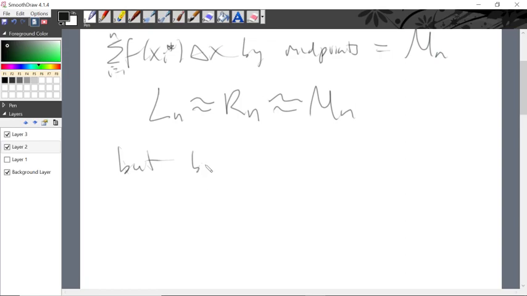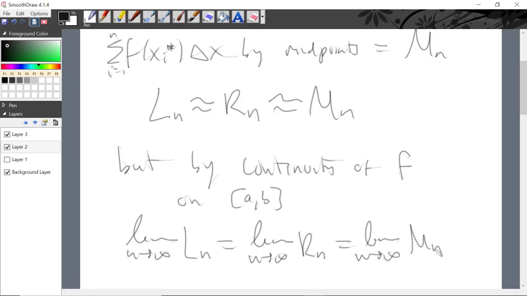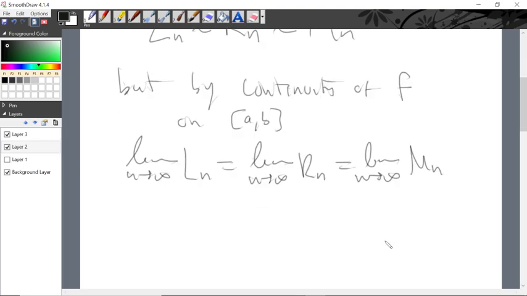But by continuity of f, as long as f is sufficiently continuous on the closed interval a to b, then the limit as n goes to infinity of L sub n, that's if we were to do the left endpoint rule with an arbitrarily large number of subintervals, versus the limit as n goes to infinity of R sub n, versus the limit as n goes to infinity of M sub n, all of these limits are exactly going to equal each other by the geometric reasoning I've just described.